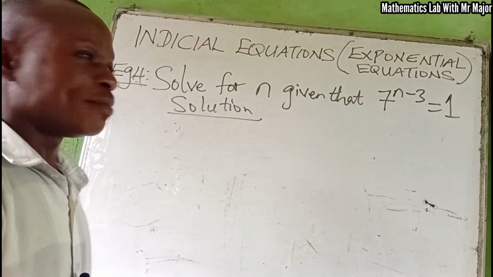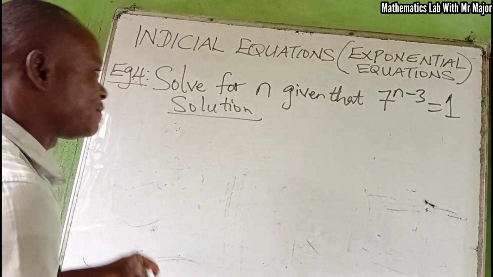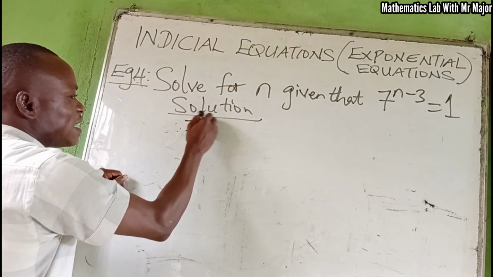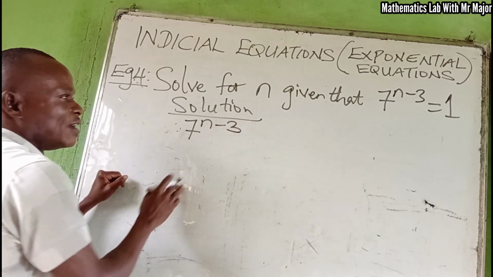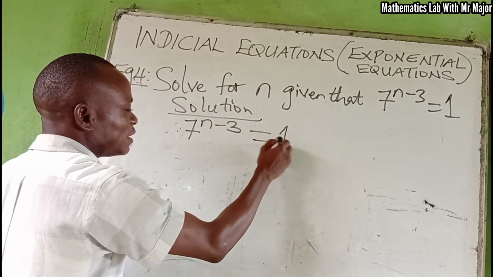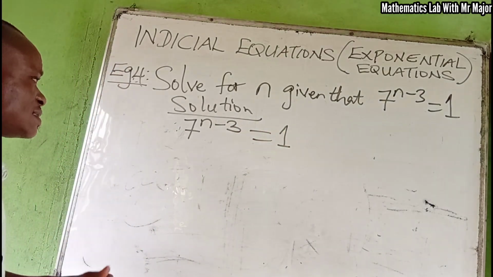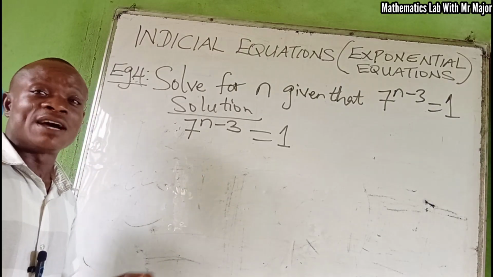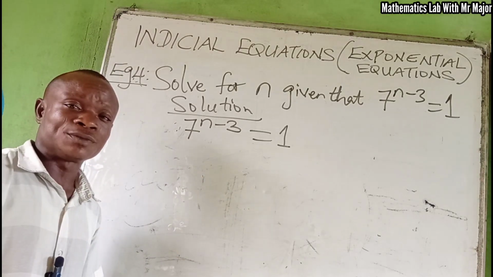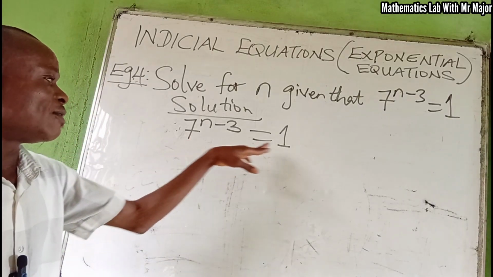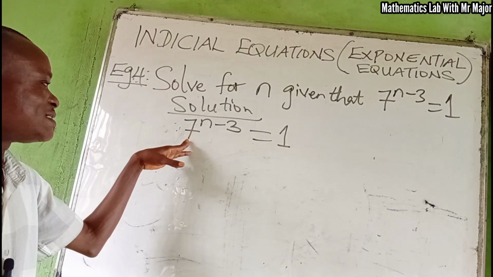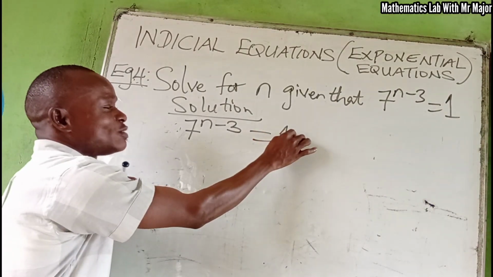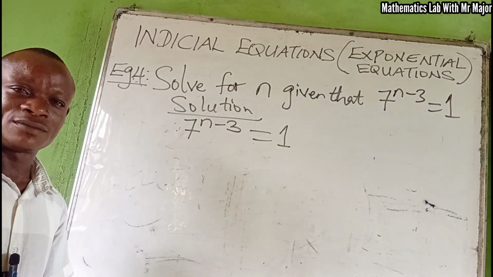Let us look at question number 4. Question number 4 says we should solve for n, given that 7 raised to power n minus 3 equal to 1. Now let's look at this. I have repeatedly said that we need to make the bases equal. In this case, the lower base is 1. We cannot write 7 in terms of 1. But we can write 1 in terms of 7.